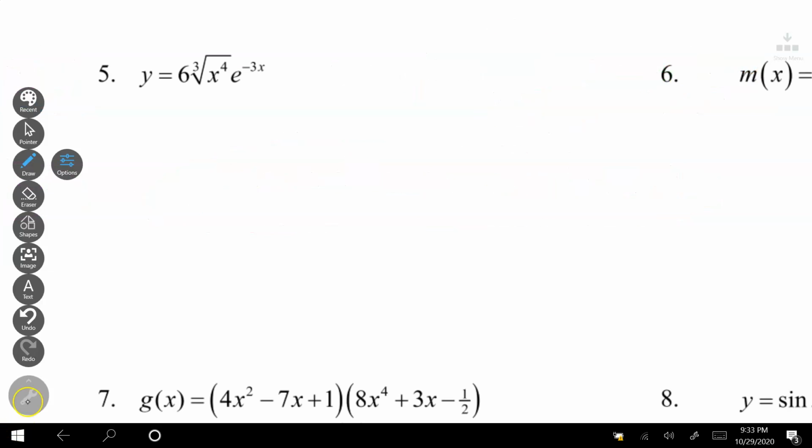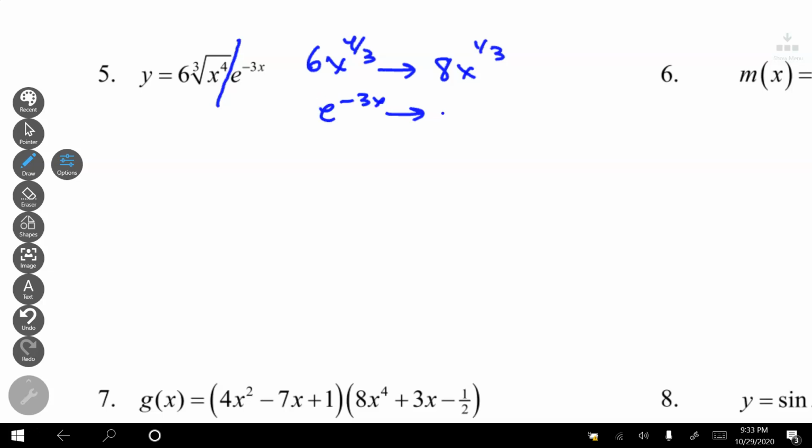Okay. Seems like there's a lot going on with this one, but I'm going to split it in half. 6x to the 4/3, and I get 8x to the 1/3 is its derivative when I do my multiplication right. E to the negative 3x is another mini chain rule. Negative 3e to the negative 3x is its derivative.